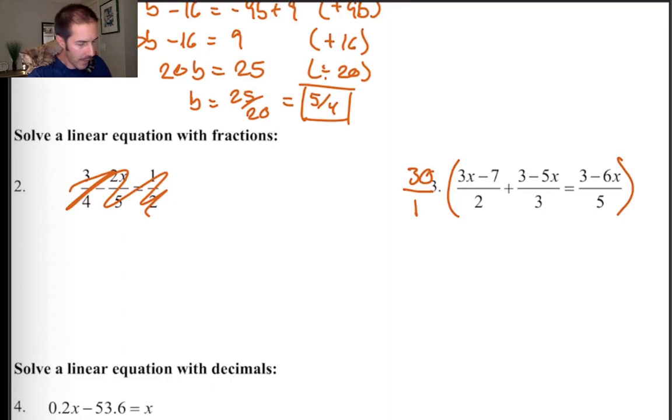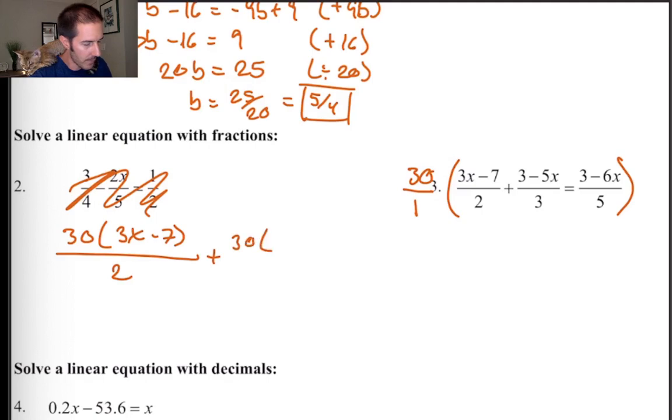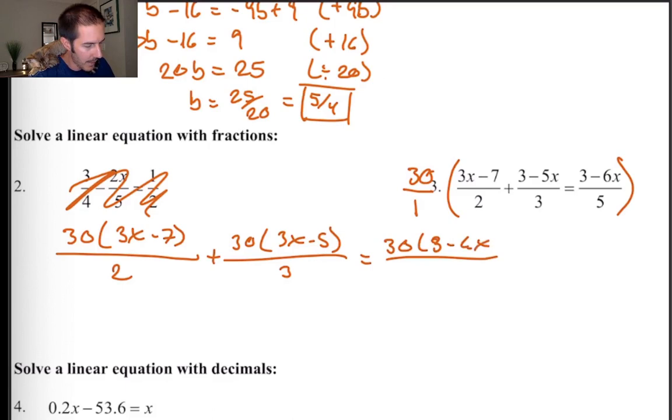All right, so let's write that out. We've got 30 times the 3x minus 7 over the original denominator, which was a 2. We've multiplied it by a 1, so it's still a 2. The next numerator also gets multiplied by 30. It was a 3x minus 5 over its original denominator of 3, equals 30 is multiplying into the next numerator. The original numerator there was 3 minus 6x. Its original denominator was 5.